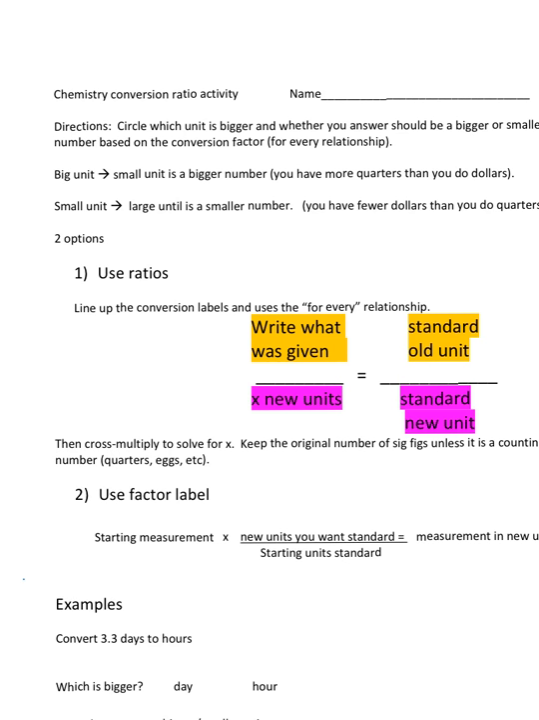We want to look at original measurement for sig figs if it's been measured like 3.2 feet or 5.7 miles. However, if it's something that we know is going to be a whole number like quarters, then you can just round it accordingly.